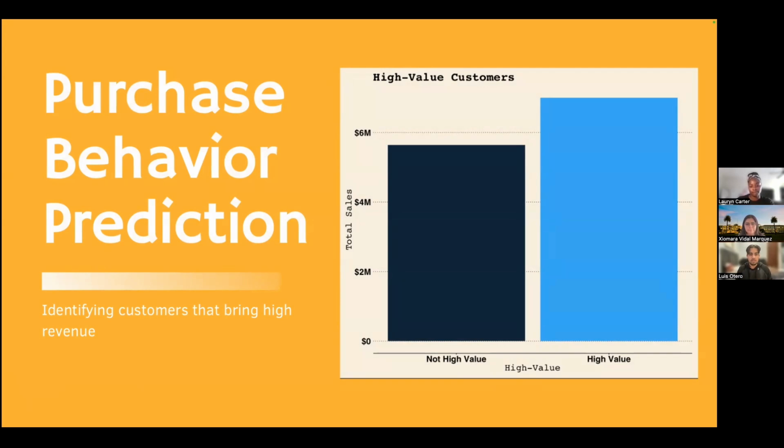This involves defining a threshold for high value, and our high value threshold is customers whose revenue contributions are in the top 25% or above a certain dollar amount for the company. And we'll be using logistic regression to model which factors contribute to this status.